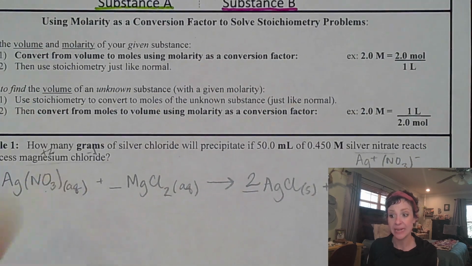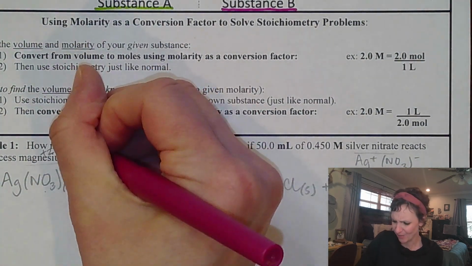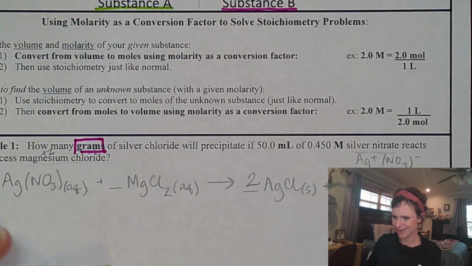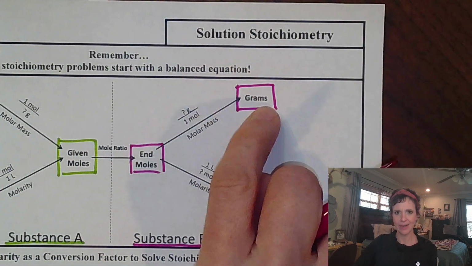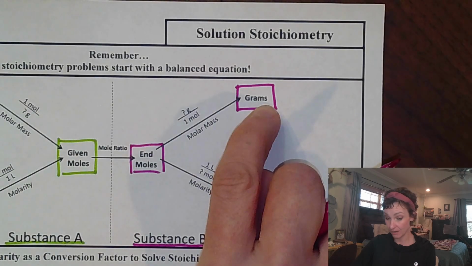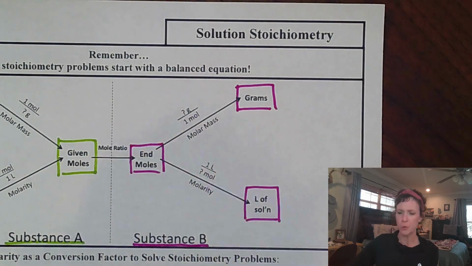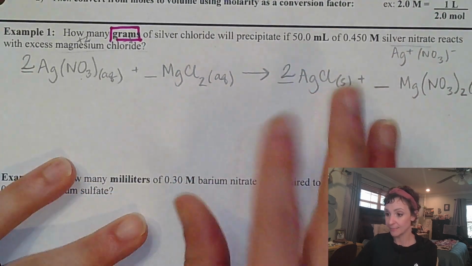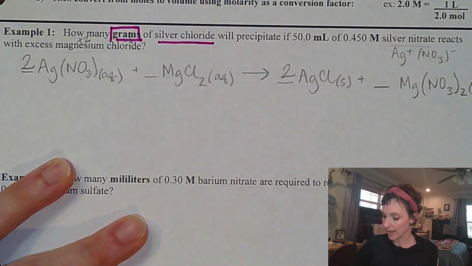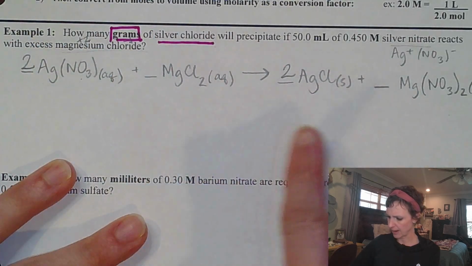So when they say how many grams, they're wanting me to solve for grams. Okay, so I know I'm ending here, grams, but I always need to figure out grams of who in this chemical reaction. Grams of silver chloride. Well, where's silver chloride? There he is.